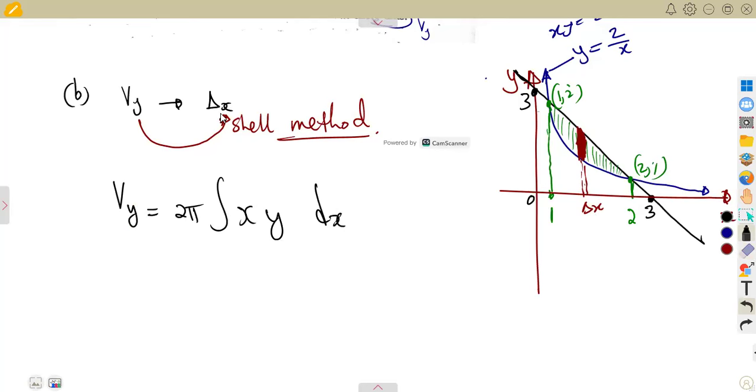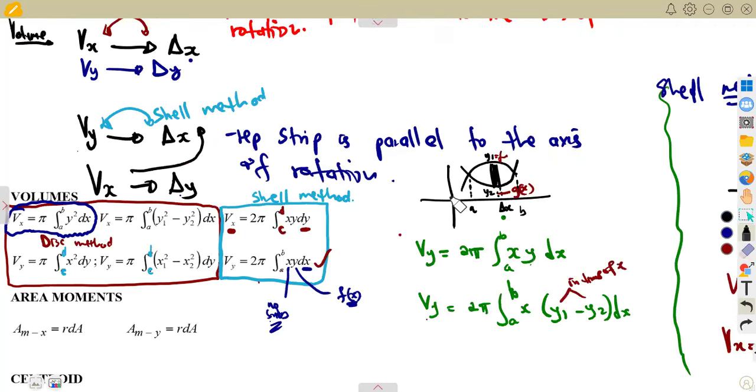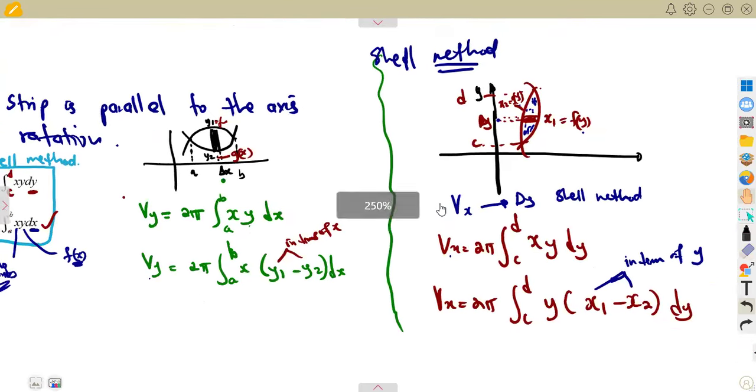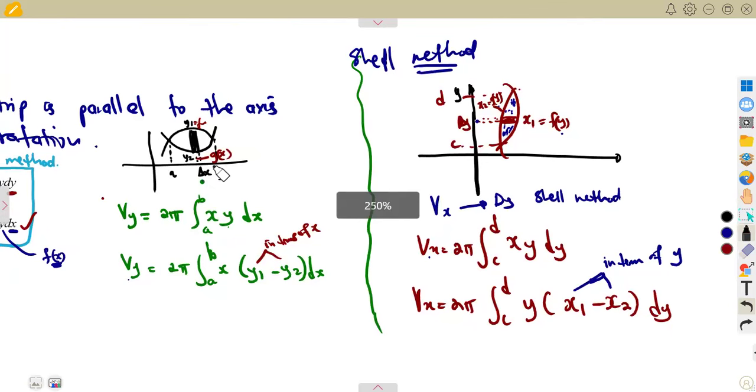Only that for Vy the strip is for x, meaning the limits are for x from a to b. It is you who is supposed to make adjustments, like I was explaining here. It can be a condition that the limits are for x, but you need Vy. So you're going to use 2 pi x into y1 minus y2, which is the one on top minus the one below.